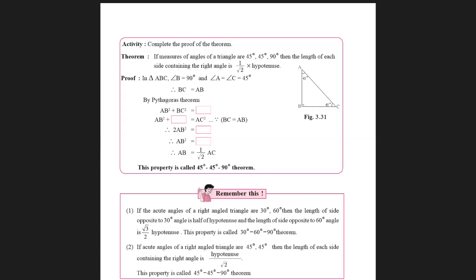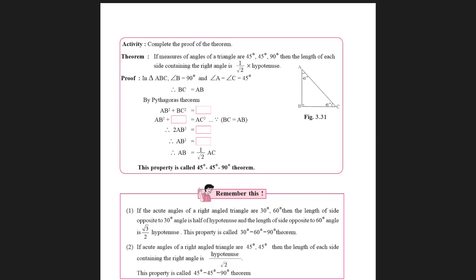So what it means to say is, if you have triangle ABC, angle B is 90 degrees, angle A and angle C are 45 degrees, we have to prove that the side opposite to 45 degrees, that is AB equal to BC, is equal to 1 by root 2 times the hypotenuse, that is 1 by root 2 times AC.